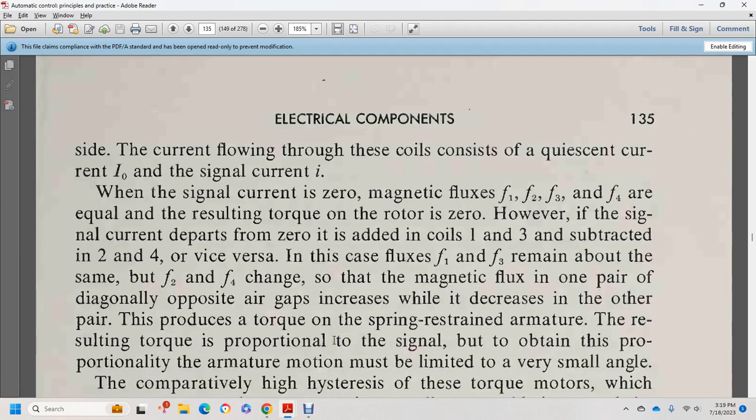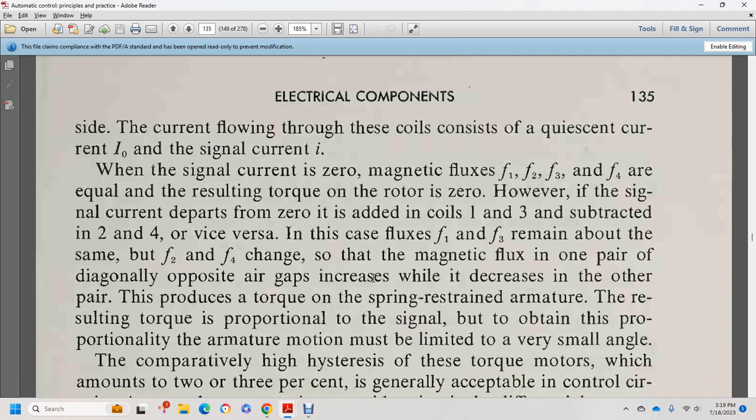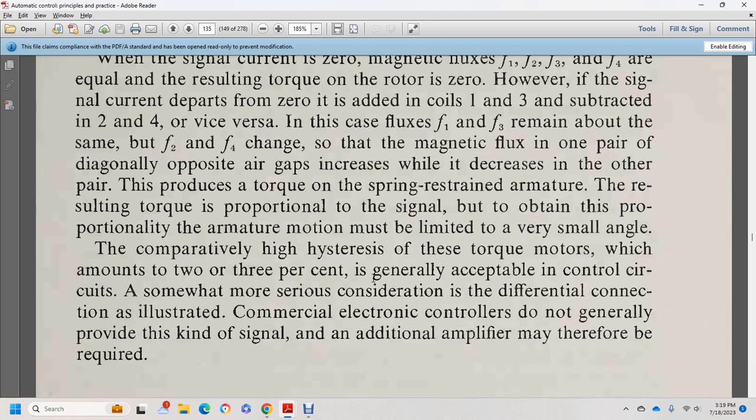When the signal current is 0, the magnetic fluxes 1, 2, 3, and 4 are equal, resulting in zero torque on the rotor. The signal current adds to the quiescent current in coils 1 and 3, and subtracts in 2 and 4, or vice versa. In that case the fluxes of 1 and 3 remain about the same, while fluxes 2 and 4 change, with the magnetic flux increasing in one pair of diagonally opposite air gaps and decreasing in the other pair, producing torque. With spring restraint, the armature moves at a proportional rate to the signal, and the armature motion must be limited to a very small degree.